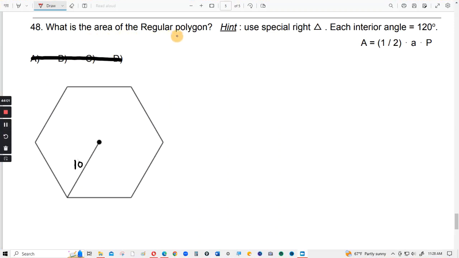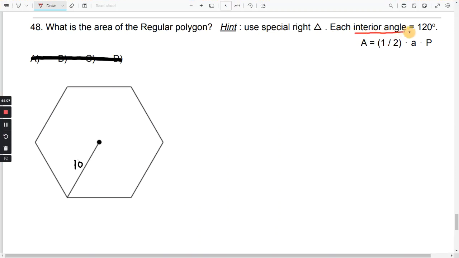What is the area of the regular polygon? Use special right triangles. The hint is that each interior angle is 120 degrees. Alright, so it's a regular polygon. All the angles are going to equal 120.